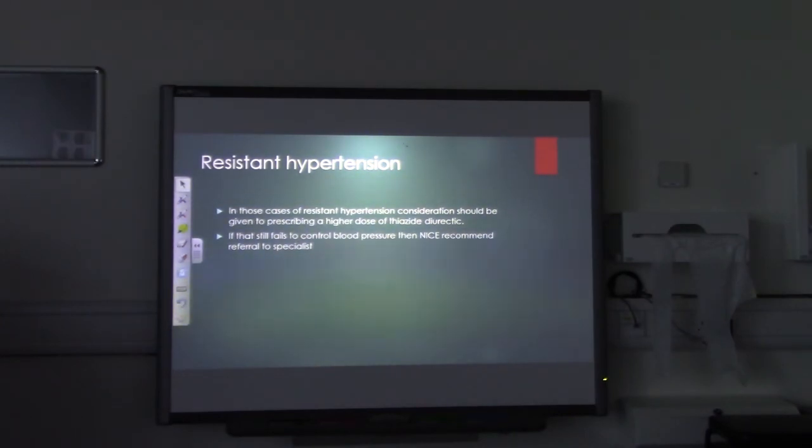Resistant hypertension: in those cases of resistant hypertension, consideration should be given to prescribing a higher dose of thiazide diuretic. If this still fails, then, as I said before, the recommendation from NICE is that you refer to a specialist for further monitoring and management.